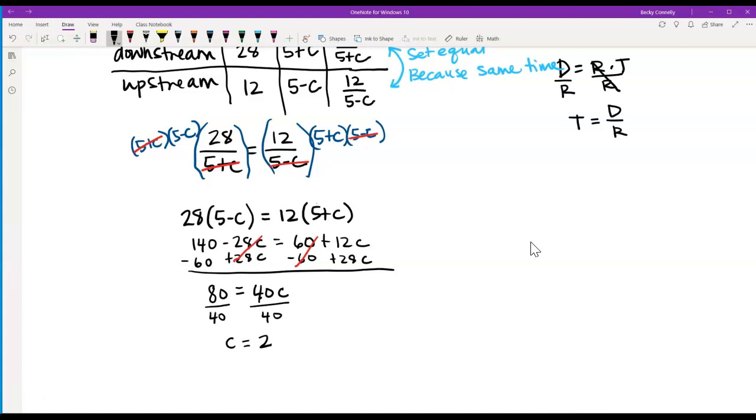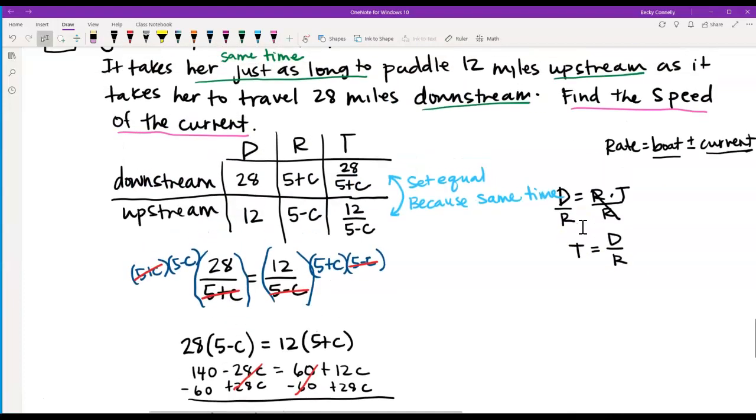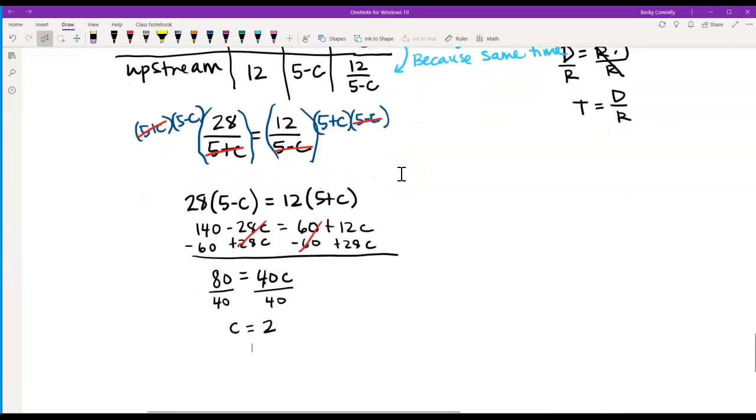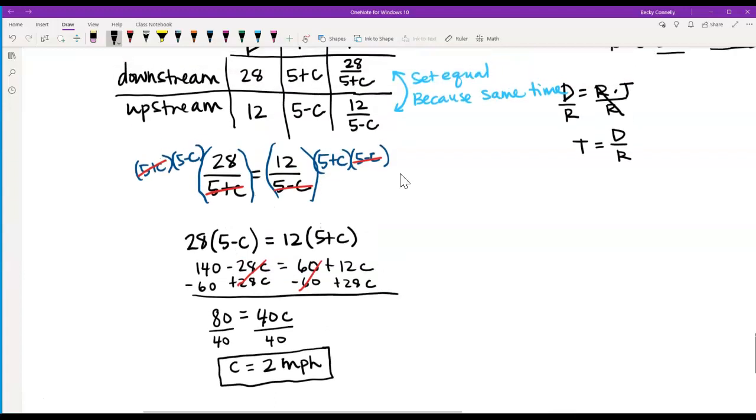Okay, when you solve this, you came up with 2, but 2 what? All right, well, what did we just find? The speed of the current, right? So we've got to go back and think about what this is. That means it's going to be in miles per hour, because we're dealing with miles and hours. And then we want to think about, does that make sense for an answer? Well, if our current speed was more than our boat speed, then we should rethink that.